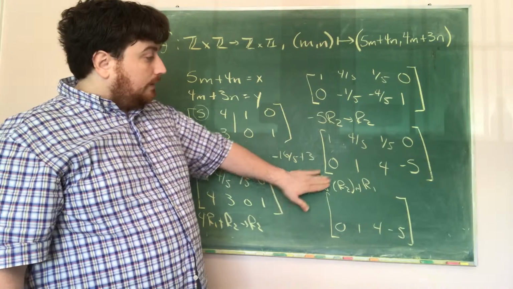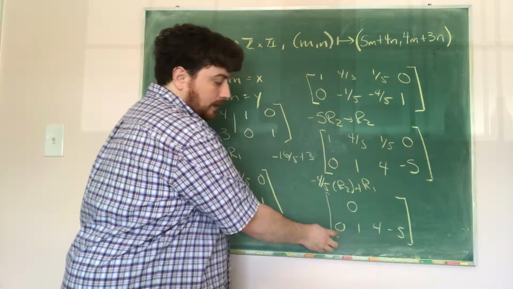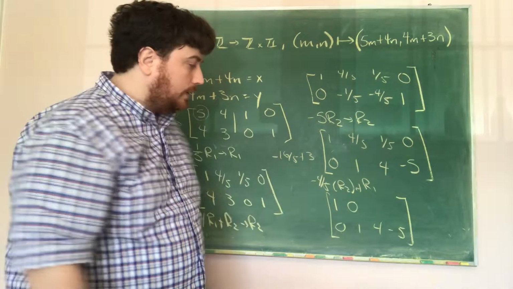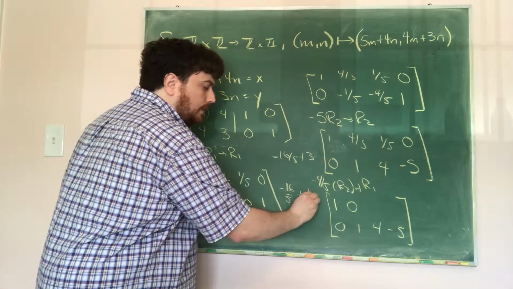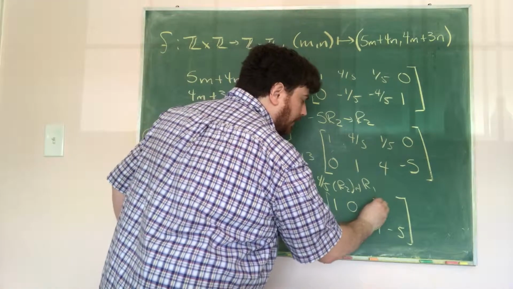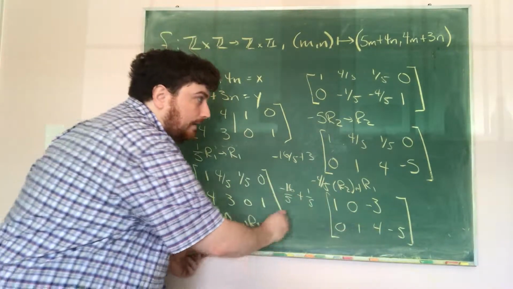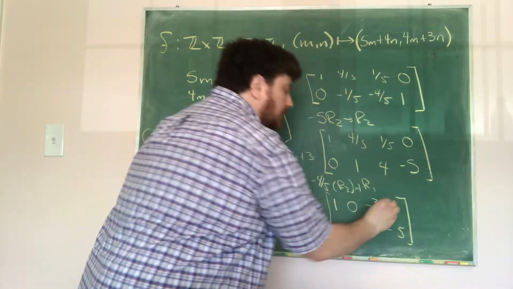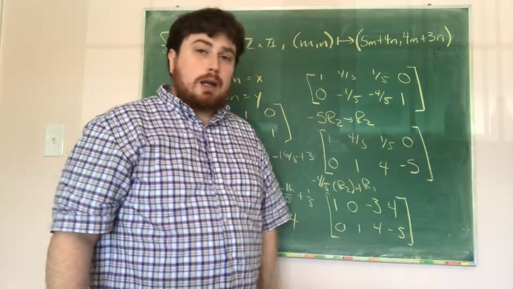And then negative 4/5 times 1 plus 4/5 is going to be 0. Negative 4/5 times 0 plus 1 is 1. Negative 4/5 times 4 is going to be negative 16/5 plus 1/5 is going to be negative 15/5, which is negative 3. And negative 4/5 times negative 5 is 4. 4 plus 0 is 4. So I end up with the matrix 1, 0, negative 3, 4, 0, 1, 4, negative 5.